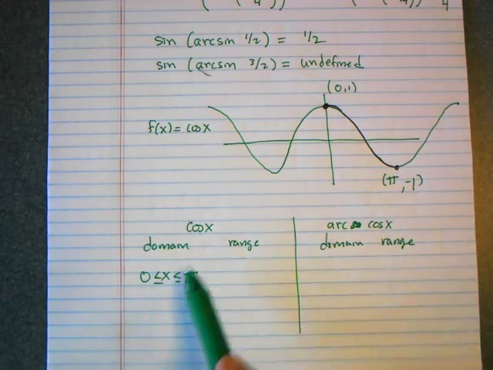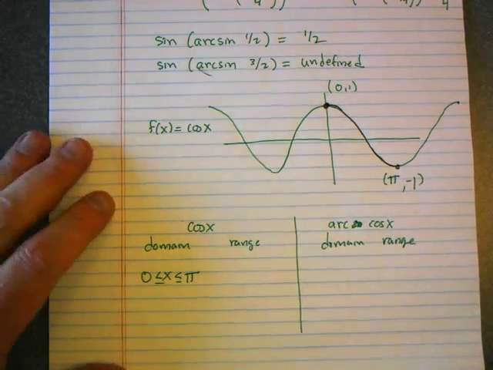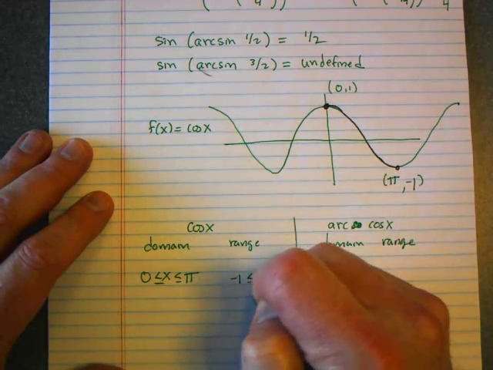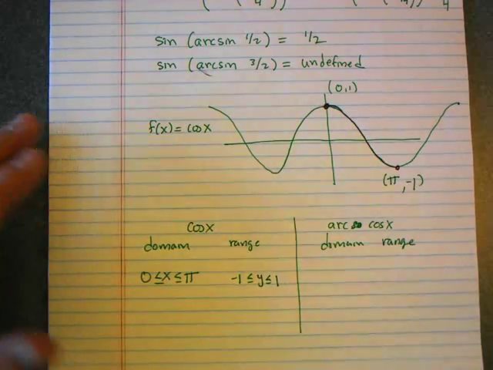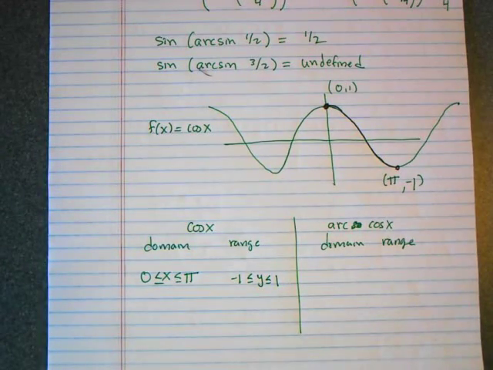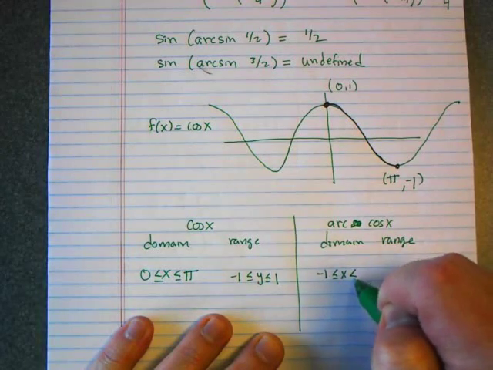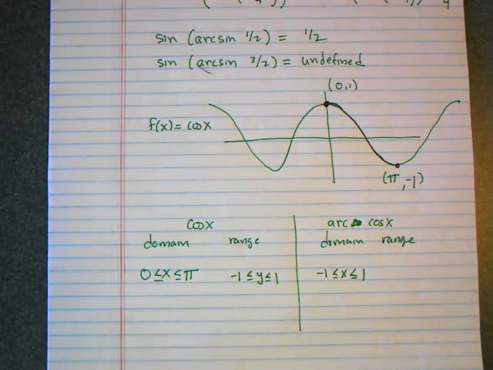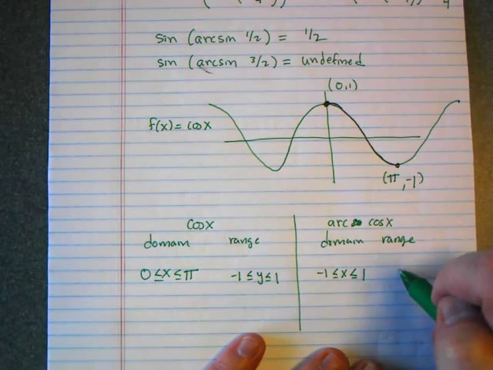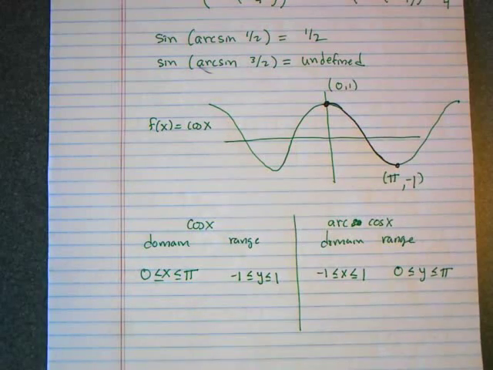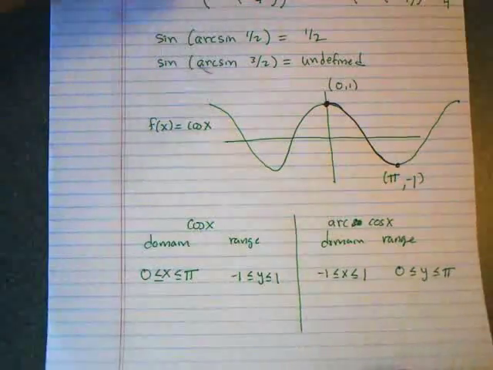Okay? What's my range when I'm dealing with cosine? What kind of y numbers do I get? Still -1 to 1. So when I deal with arc cosine, what numbers can I plug in for x? -1 to 1. And when I use arc cosine, what kind of y numbers am I going to get? I'm going to get y numbers between 0 and pi. Okay.